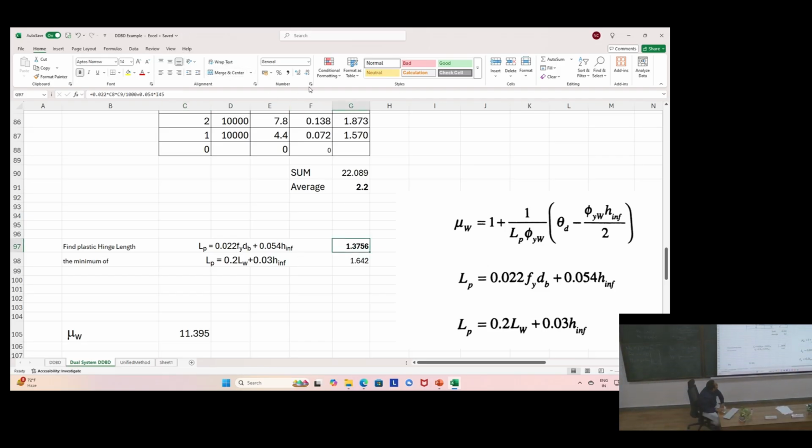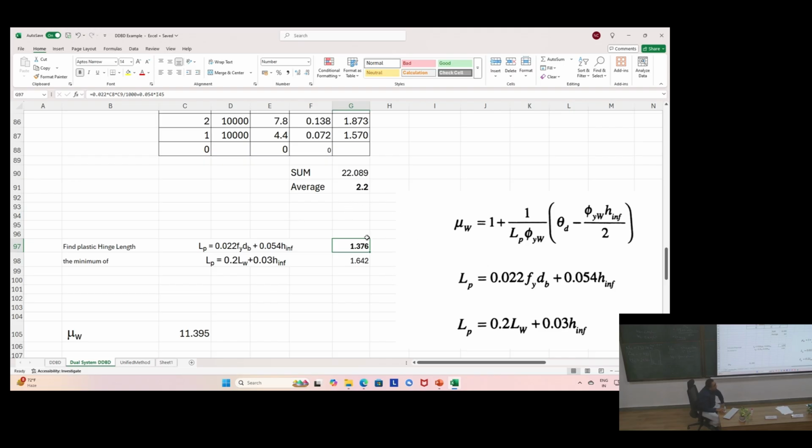Did you get this? For your plastic hinge length, 1.3738, or 1.642 is for the other one. So we'll use the minimum of the two, which is 1.376 for a plastic hinge length.